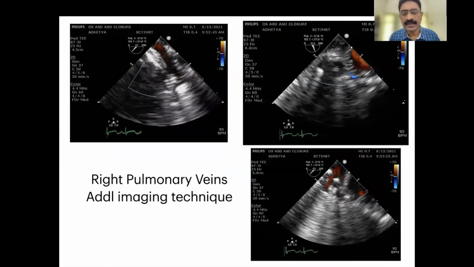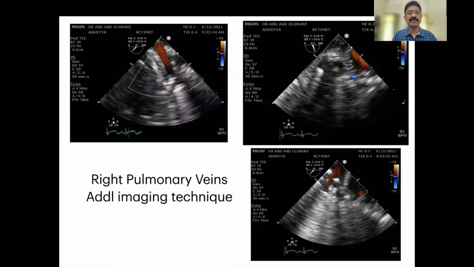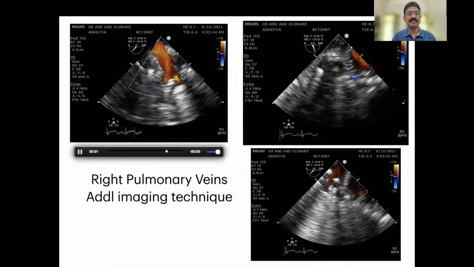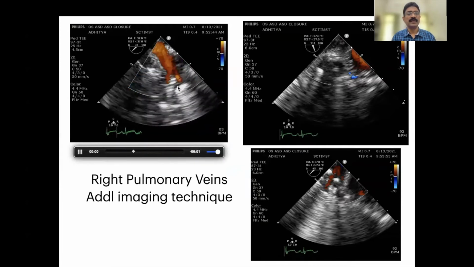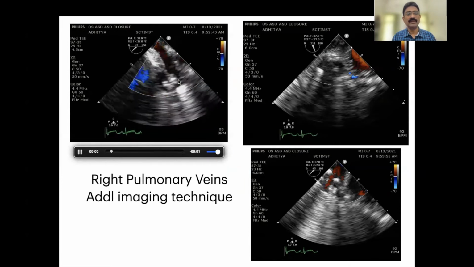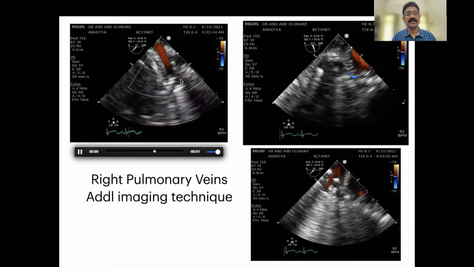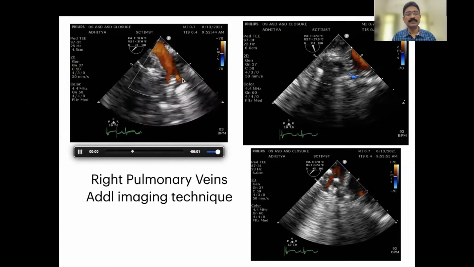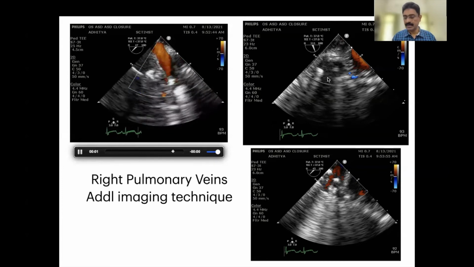This is an alternative. It is not easy to image pulmonary veins easily in all cases. This is a conventional way of imaging left pulmonary veins. In the 5-chamber view, rotate the probe to the left, and you can see that inverted V, left and right pulmonary veins joining, producing an inverted V appearance.